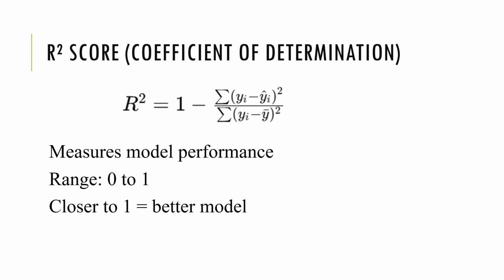Then next we have the important R squared. R squared measures how well our model explains the data. In simple terms, it tells us how much of the variation in the data is captured by the model. Its value ranges from 0 to 1. If R squared is close to 1, it means the model is doing a very good job. If it is close to 0, the model is not performing well. So unlike MAE or MSE, which measure error, R squared gives us an overall performance score.